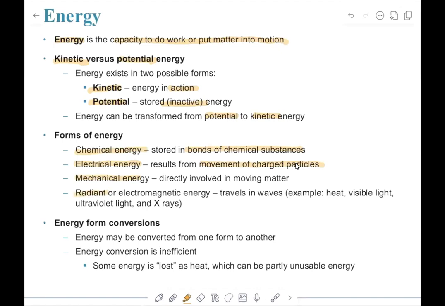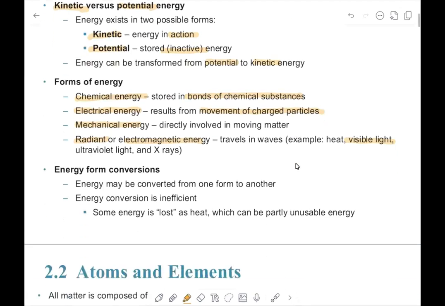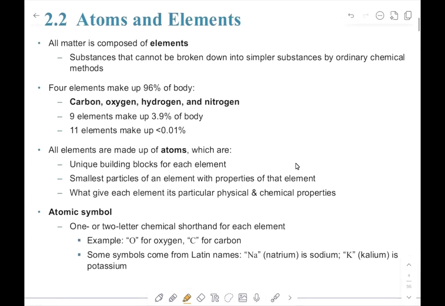Radiant or electromagnetic energy travels in waves, and what applies to us is the visible spectrum. It's the part of that electromagnetic spectrum that we actually can see. And we'll be discussing this in chapter 15 at the end of the semester. So energy, as I mentioned, can be converted from one form to another.